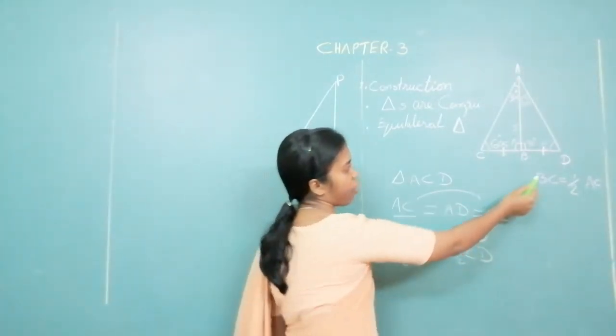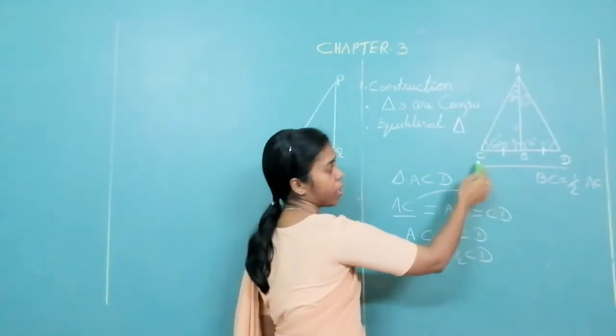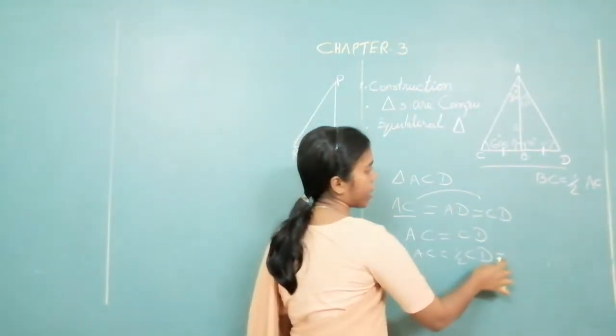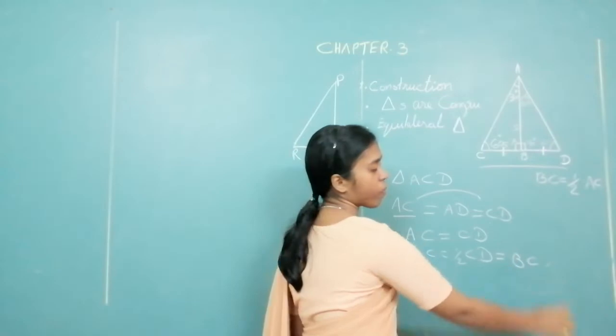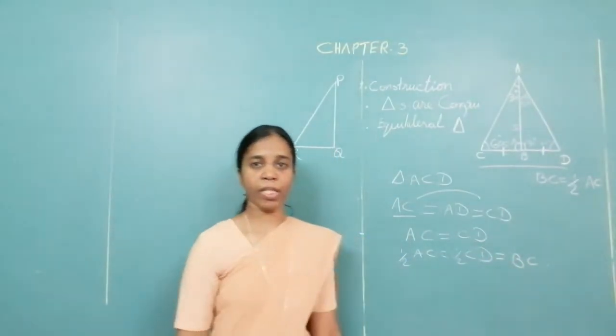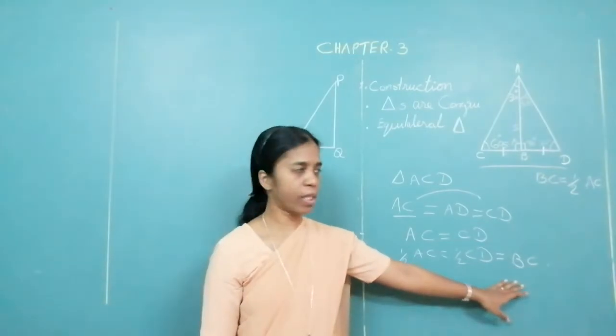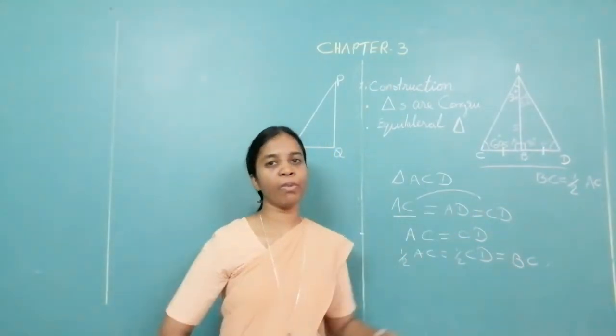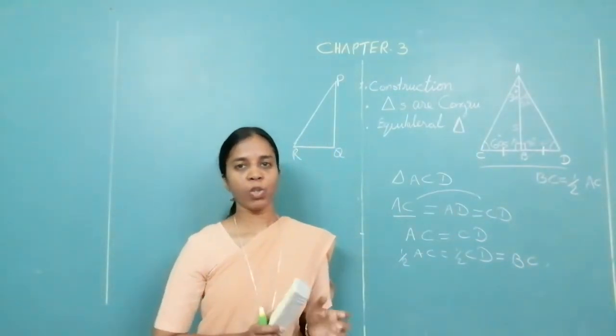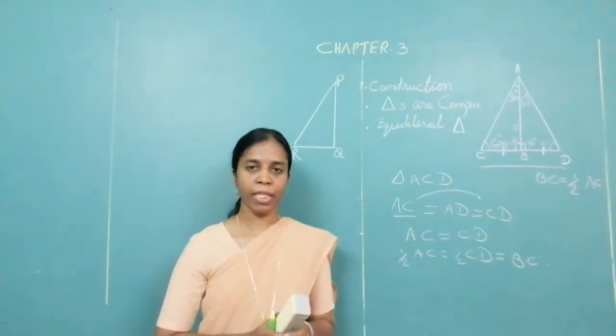Now what is half of CD? This is my entire CD. Half of CD I can write as BC because both are equal. That is how we constructed. So we have reached half of AC is equal to BC. That is BC is equal to half of AC. This is what we are supposed to prove.